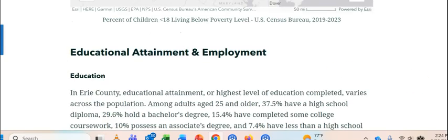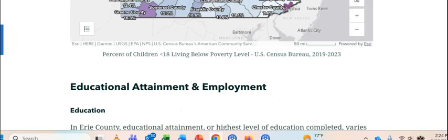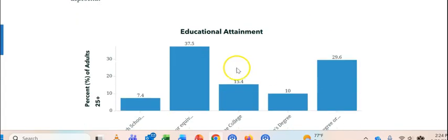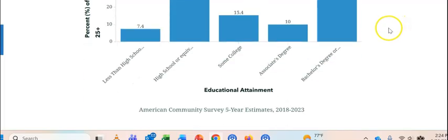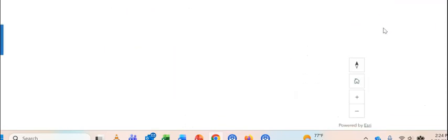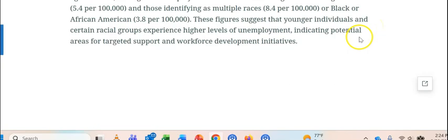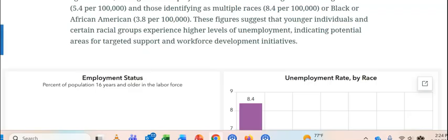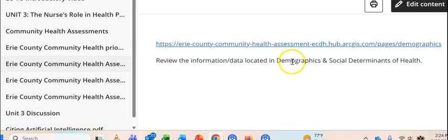We know educational attainment, what degree one has attained educationally, and whether or not you're employed and employed full time. Those are also social determinants of health. So it tells us a little bit more about the educational attainment of Erie County residents, and then employment data too. So you're looking through this information.